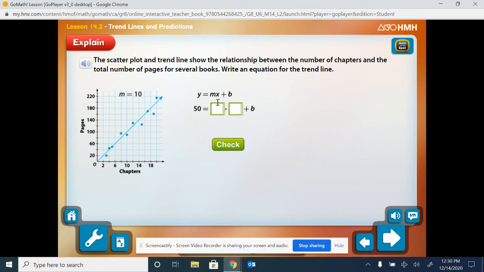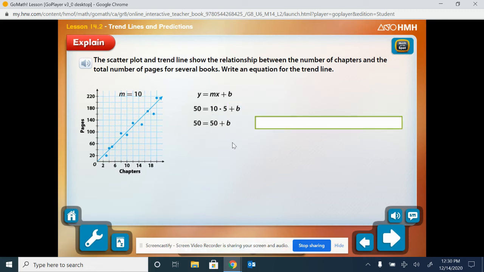They said 5 and 50. So x is the 5, and this one is the 50, and we said that the slope was 10. So m is 10. That's right. Using the coordinates (5, 50), the value of m is equal to 10 and the value of x is 5. You can simplify the equation by multiplying 10 times 5.